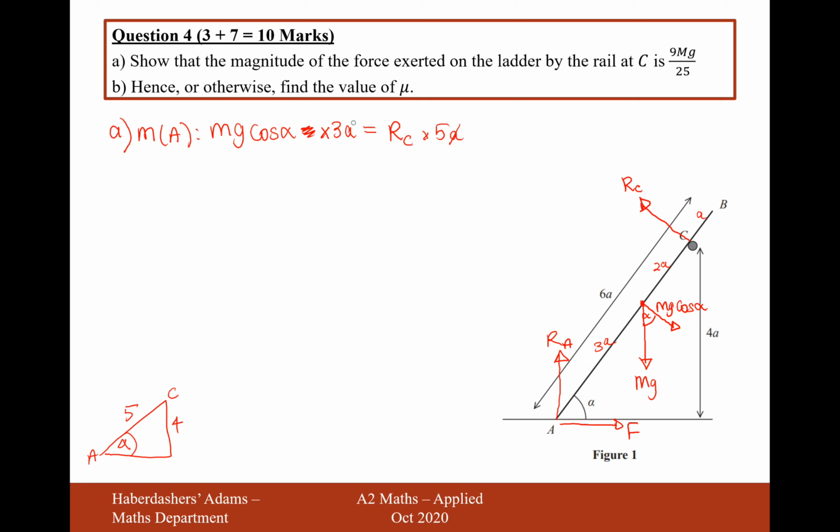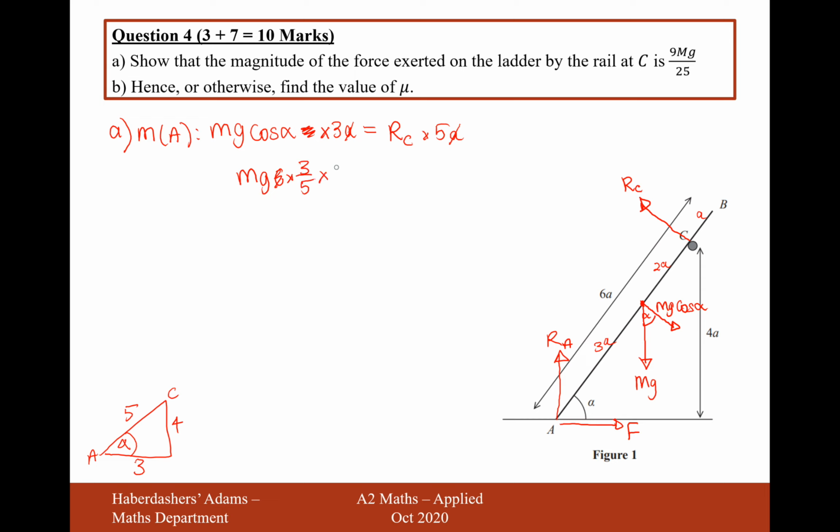Okay, let's cancel out the a's on both sides first of all. So it's going to be mg cos alpha. Actually, you could work out what cos alpha is equal to. Let's use this 3, 4, 5 triangle down the bottom. That would be 3 there, and cos would be adjacent over hypotenuse. So the cos alpha is going to be 3/5.